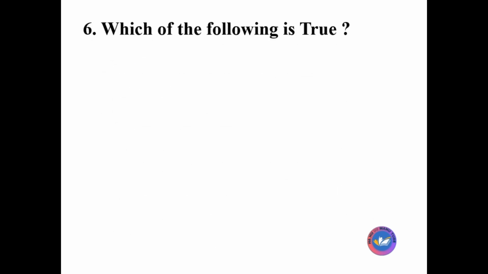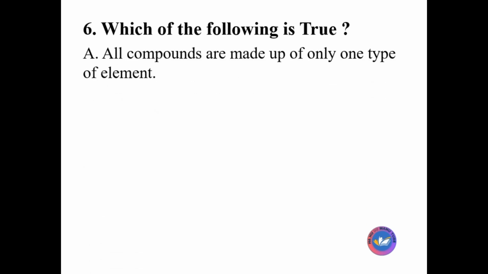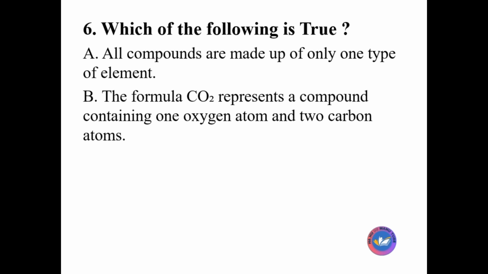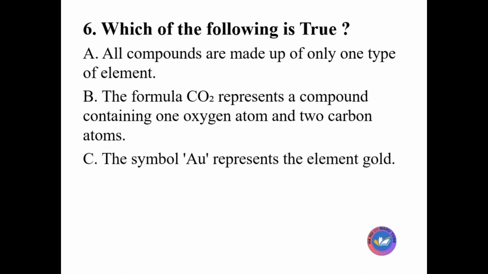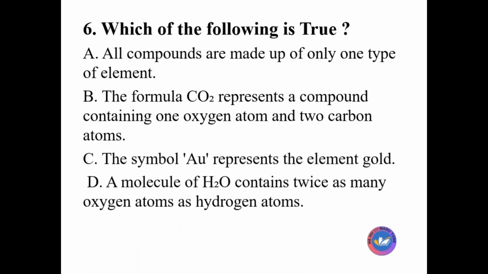Question number 6. Which of the following is true? A. All compounds are made up of only one type of element. B. The formula CO2 represents a compound containing 1 oxygen atom and 2 carbon atoms. C. The symbol Au represents the element gold. D. A molecule of water contains twice as many oxygen atoms as hydrogen atoms. The answer is, the symbol Au represents the element gold.